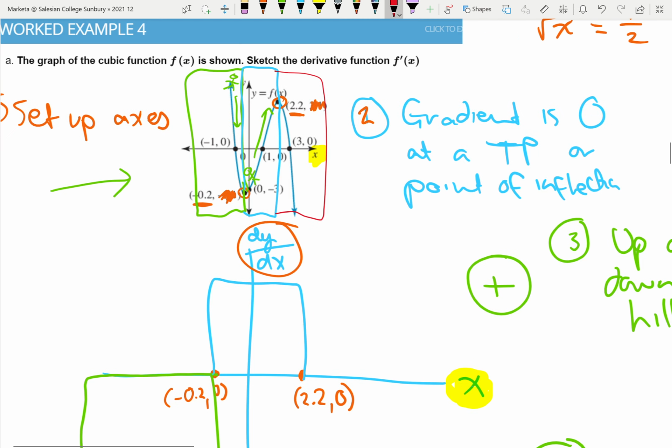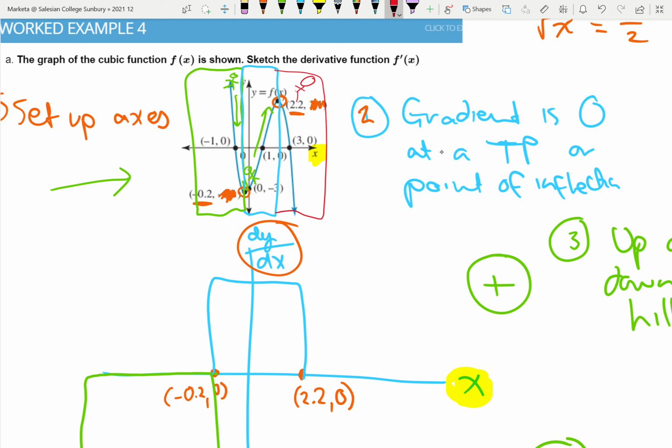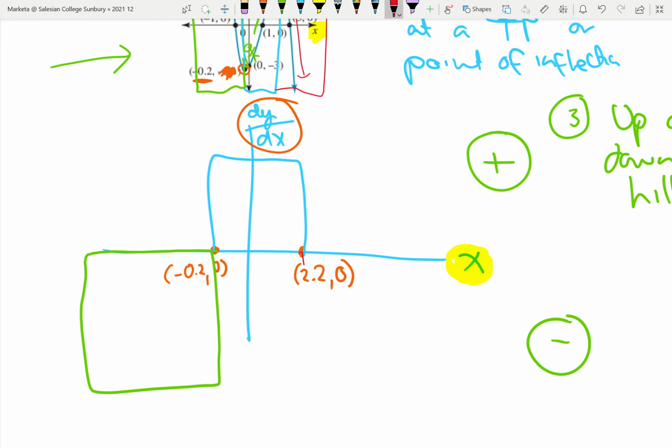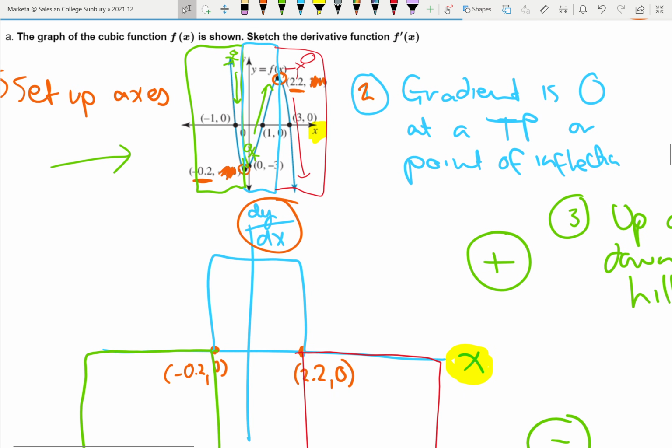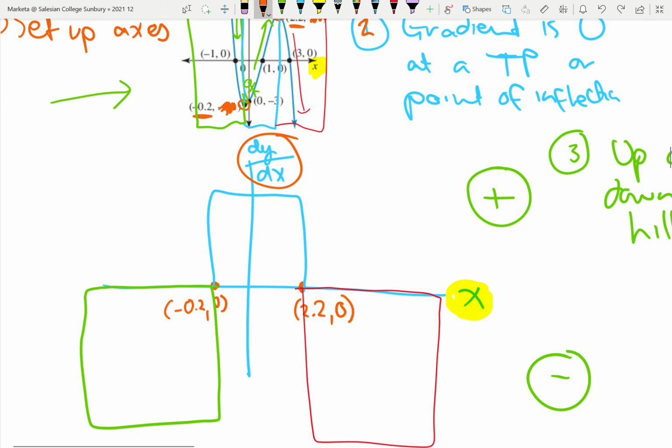And the last bit, I'm going to be walking down the hill, and I'm walking down the hill forever then. So I'm going from the second stationary point all the way to infinity and down the hill, so that means it's negative. And again, it doesn't matter that there are positive values of y. Y has nothing to do with it. We're talking about whether we're walking up or down the hill. Up the hill, positive gradient. Down the hill, negative gradient. So now I've considered up or down the hill. Step 4, connect it up.